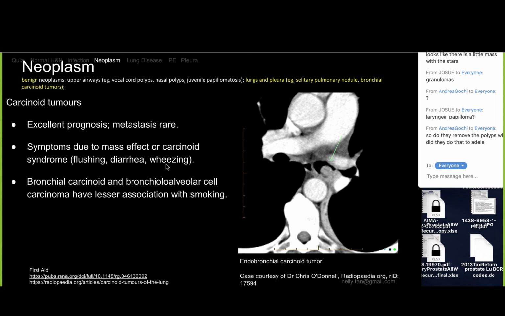We can see carcinoid in the GI tract as well. It's all part of a larger umbrella called neuroendocrine tumors. But yeah, some carcinoids, especially like ileal carcinoids and endobronchial carcinoid like we see, can release serotonin. And serotonin is what causes all of these problems: flushing, diarrhea, wheezing. And they're not associated with smoking like certain lung cancers are, like squamous cell carcinoma.